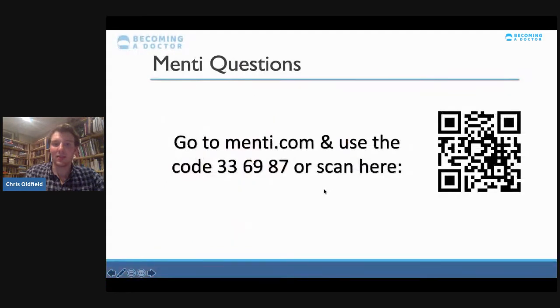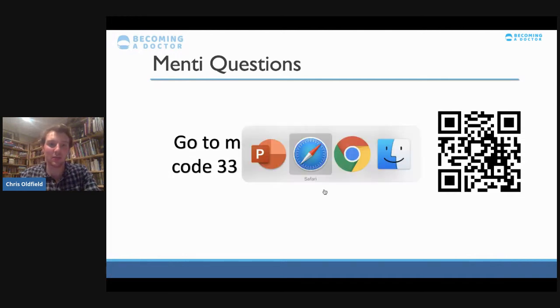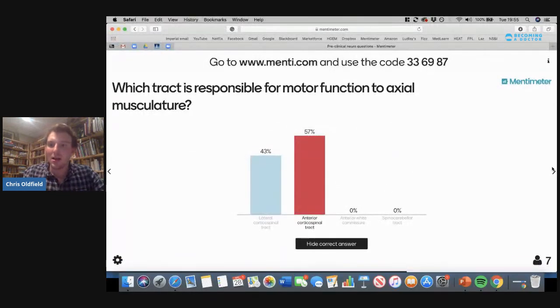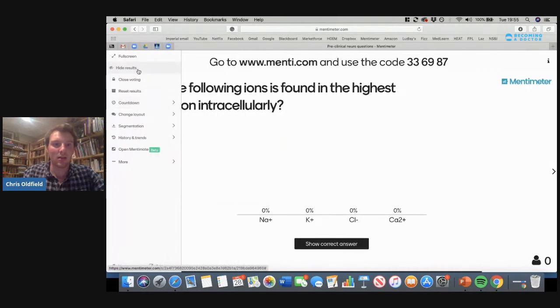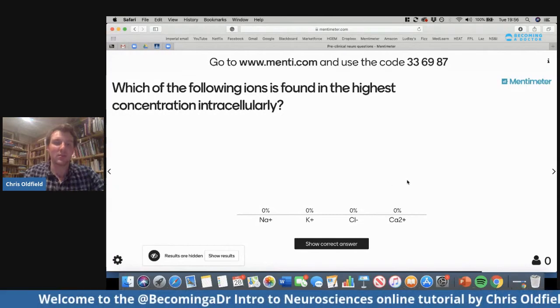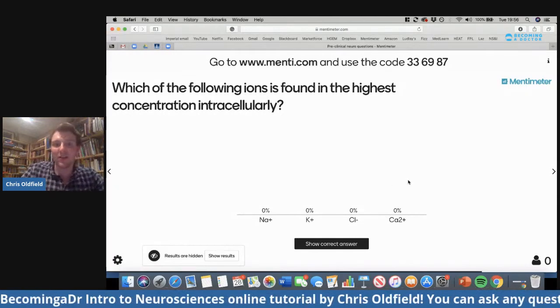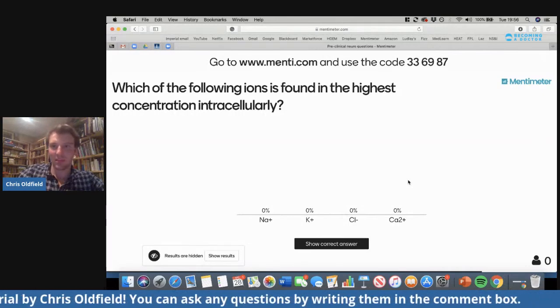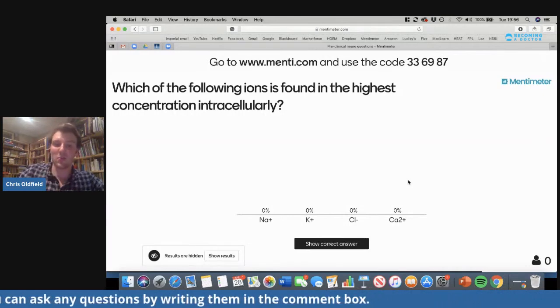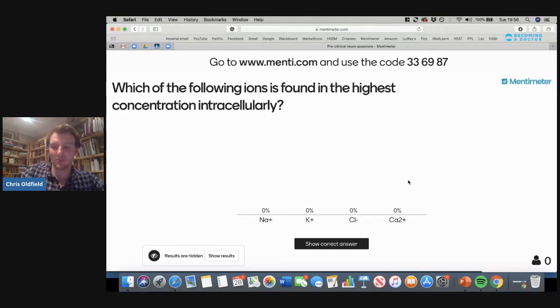And that's the last slide. So I'm just going to go now to the final few questions of Menti, just to check that we've got it all. And here is the question. I'll just hide the results so you can't see what each other are putting. And the question is, which of the following ions are found at the highest concentration intracellularly? And this is for all cells of the body as well as neurons.